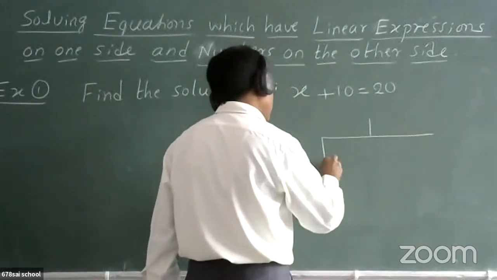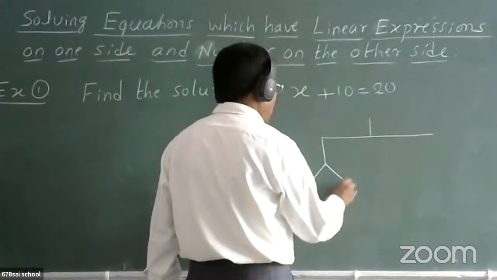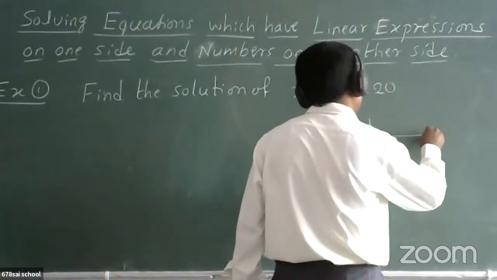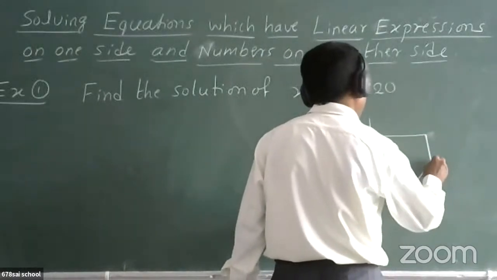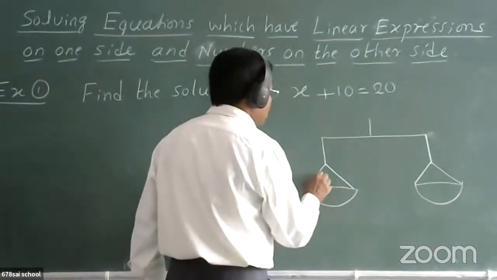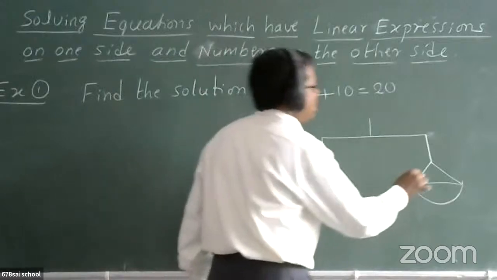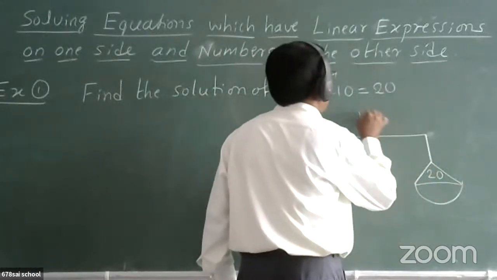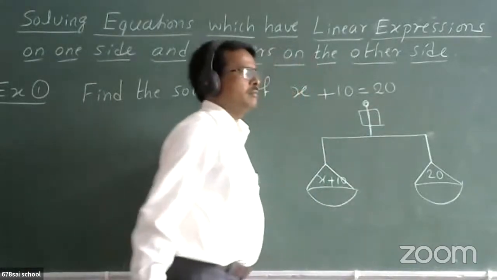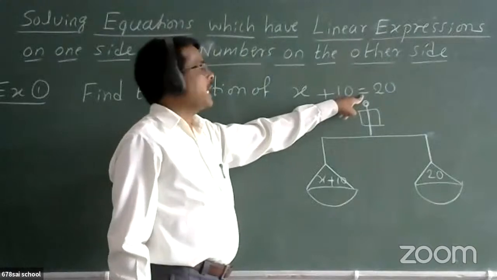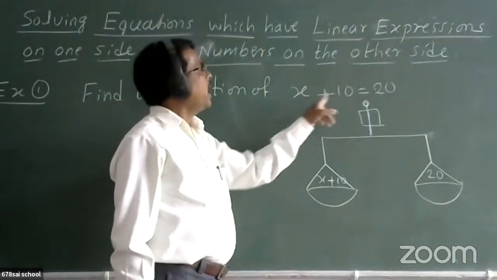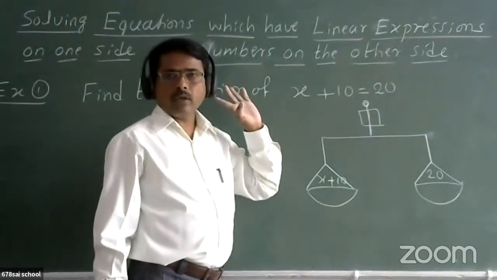First, you should take one balance. You should go to the market and take the balance. Here you put x plus 10, you put 20. Now both are equal. This equality tells both sides are equal. Now I don't want 10 here. I want only x. I want to find the value of x.